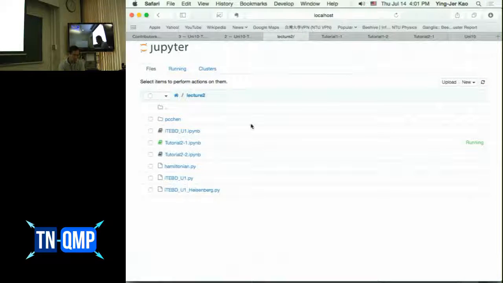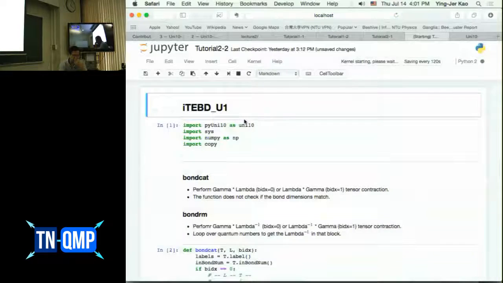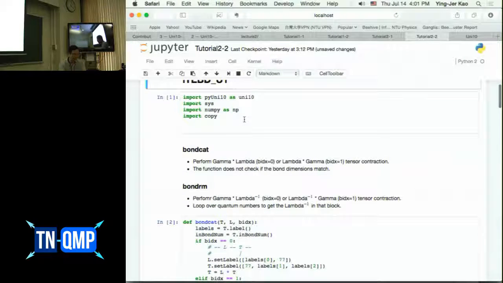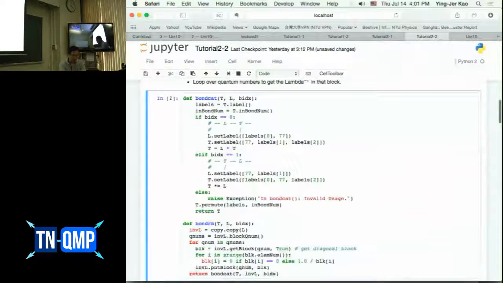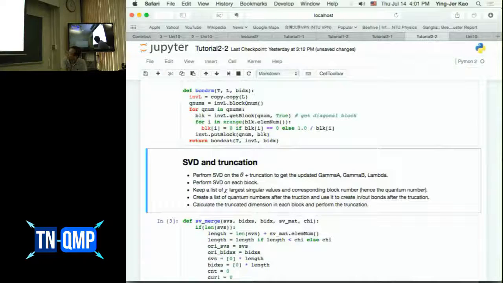So with this U1 Hamiltonian, I can perform ITBD, but with the U1 symmetry. Almost all the things are the same. The only thing that you have to worry about is that your operators and tensors are block diagonal. So how do you truncate after? How do you do the SVD properly?